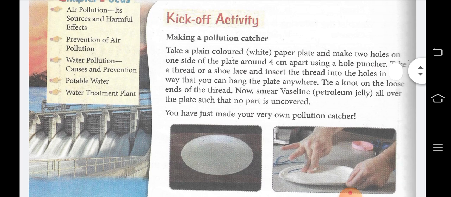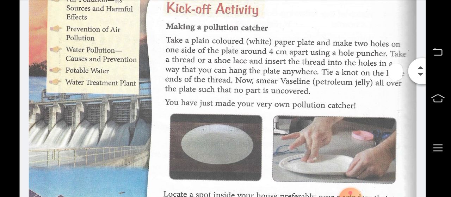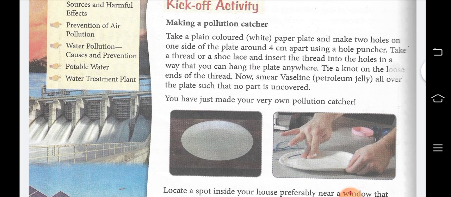First of all, one activity is here: making a pollution catcher. Take a plain colored white paper plate and make two holes on one side of the plate, around 4 centimeter apart, using a hole puncher.